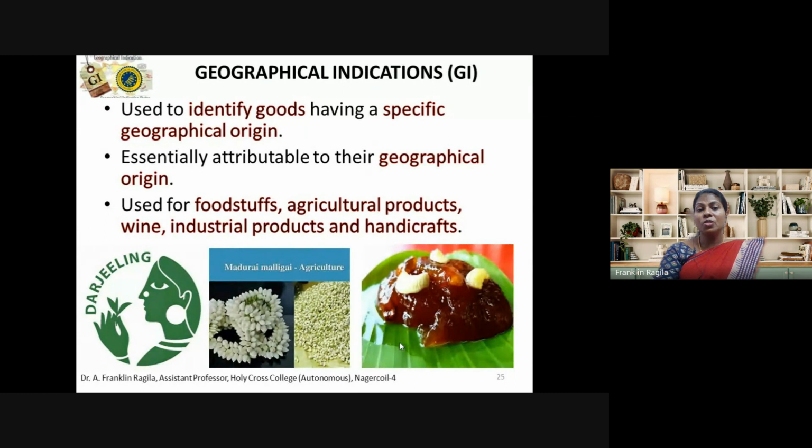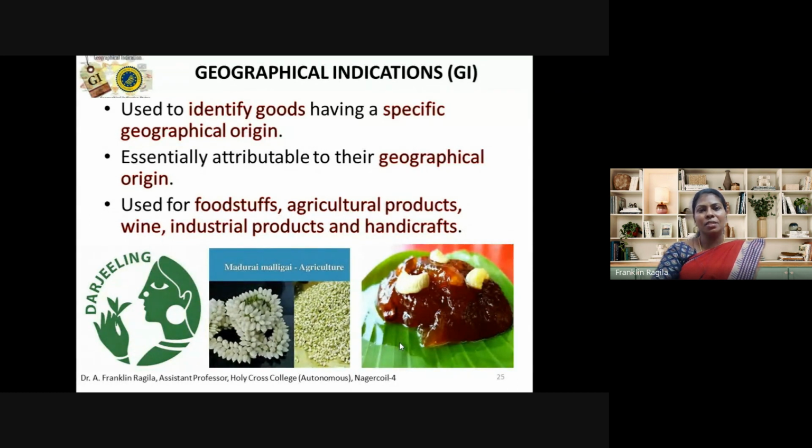The first one is Darjeeling tea. The tea became famous, and the origin of the tea is Darjeeling. So if you say tea, immediately you will have the thought of Darjeeling. And the second one is Madurai Mallike. This is from my place, in the sense, my state. This is a flower which ladies used to wear in their hair. This Mallike, this jasmine, is a special species which is grown in the Madurai district.